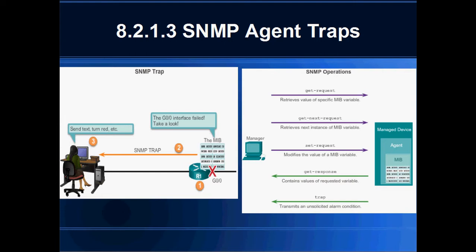We can see the use of an SNMP trap in the figure on the left that alerts the network administrator that the interface Gigabit Ethernet 0/0 has failed. The NMS software can send the network administrator a text message, pop up a window on the NMS software, or turn the router icon red in the NMS GUI. We can see in the second image the exchange of messages between the manager and the SNMP agent.